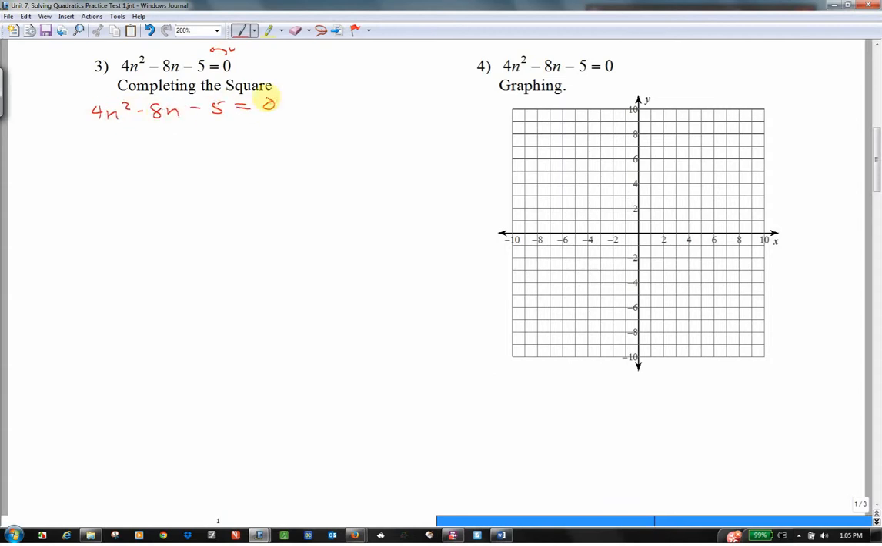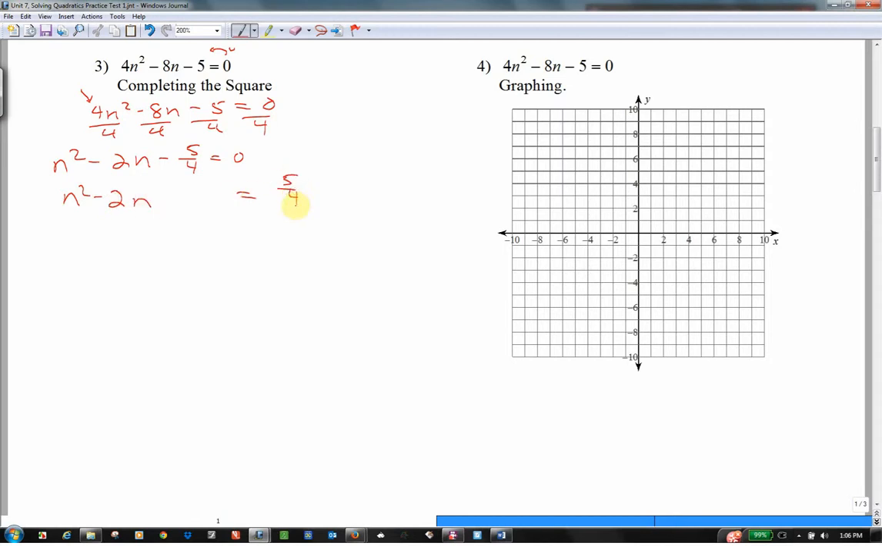Now when we do completing the square, we never do it with a coefficient other than 1 in front of the n squared. So what I have to do is get rid of that 4. So I'll simply divide everything by 4. And that changes my equation to n squared minus 2n minus 5/4 is equal to 0. Now the next step is to move this 5/4 over by adding 5/4 to both sides. And that'll give me room to complete the square.